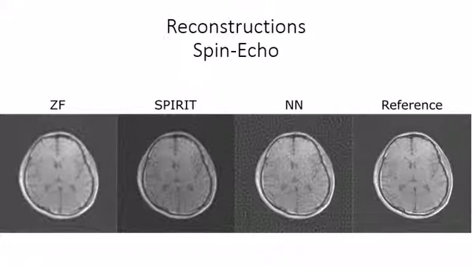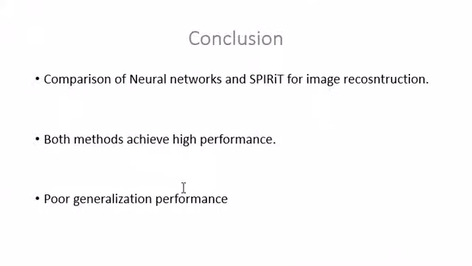So in conclusion, I compared neural networks and SPIRiT for image reconstruction. Both methods achieve high performance if the training and testing domain is the same, and they tend to show poor generalization performance.